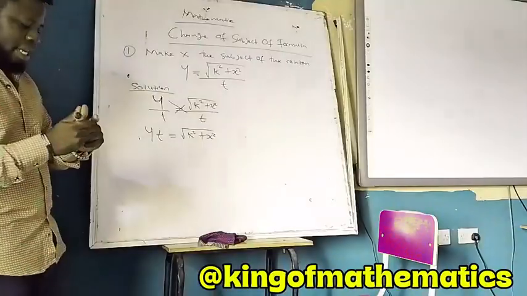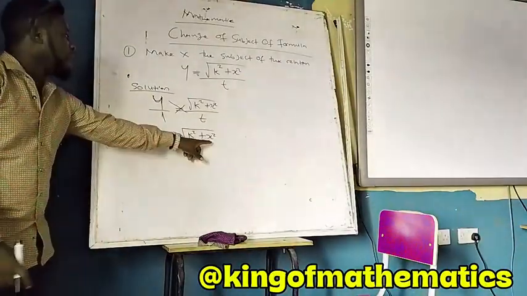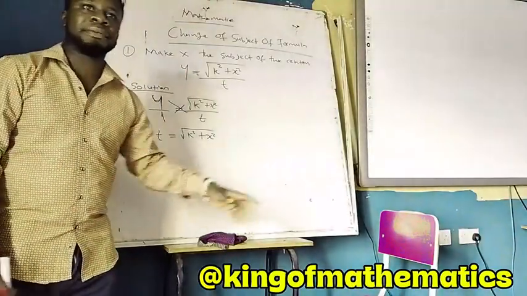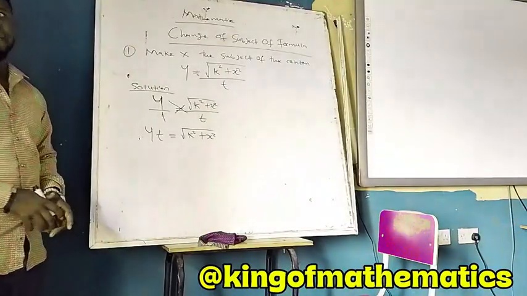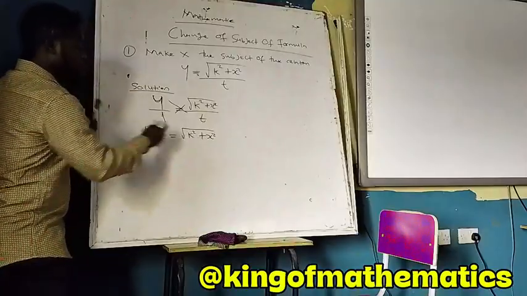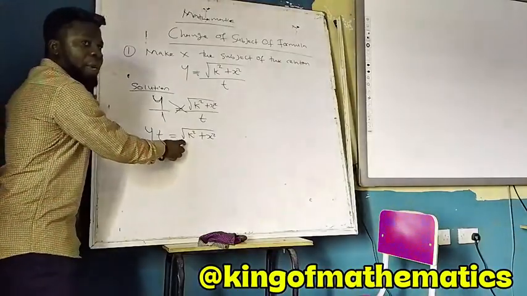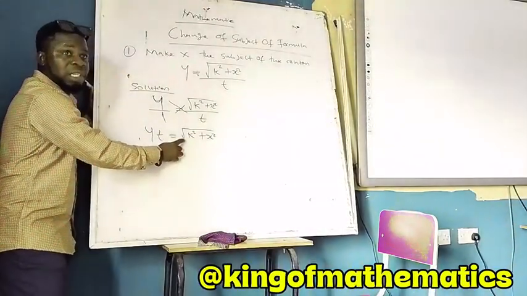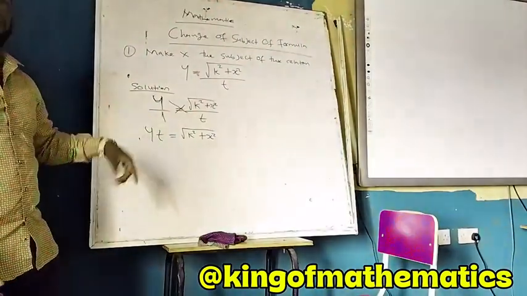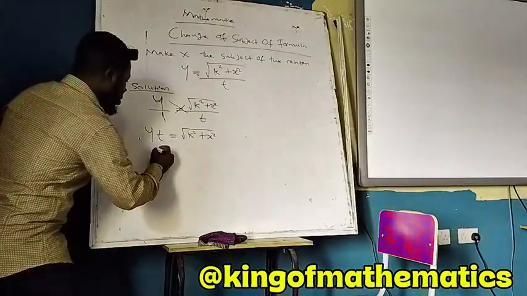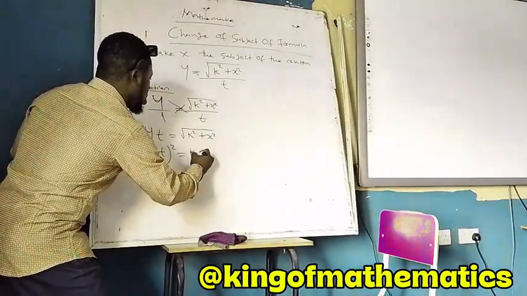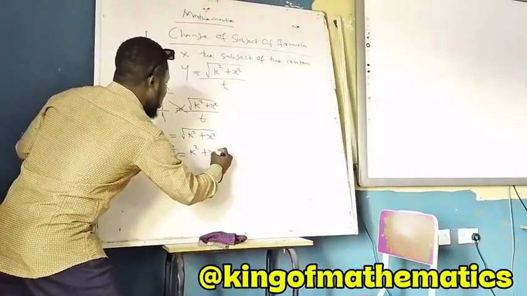Having done that, the next thing you need to do is, because we are looking for x, is x on the left hand side or right hand side? Where's x? Right hand side. Alright, so now we try to make our x the subject. Something is disturbing x here. The first one is what? The square root. And once square root is sent to another side, it returns to square. So this will now give us yt all squared equals k squared plus x squared.